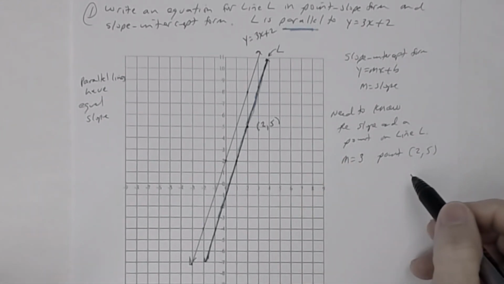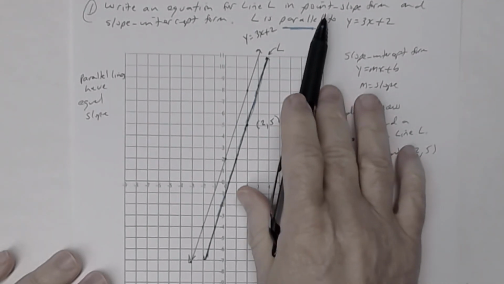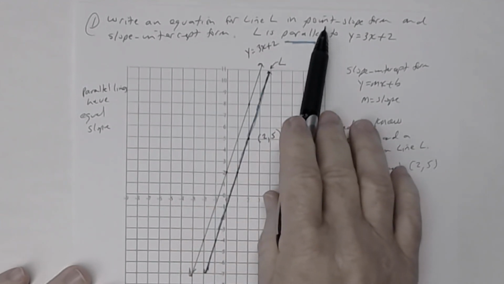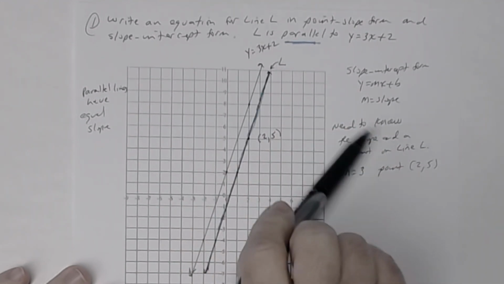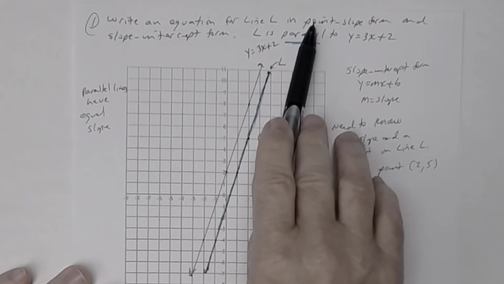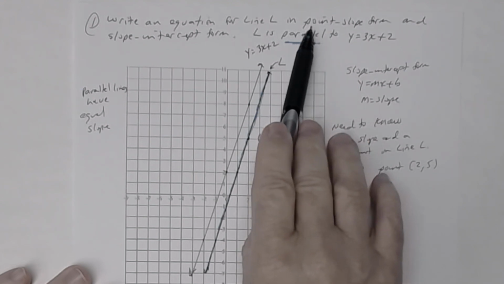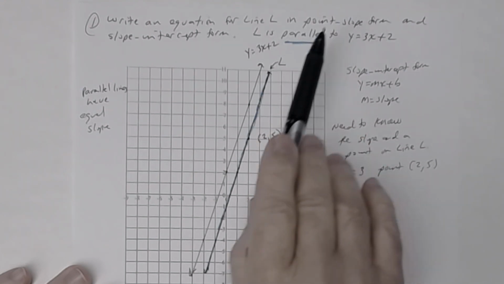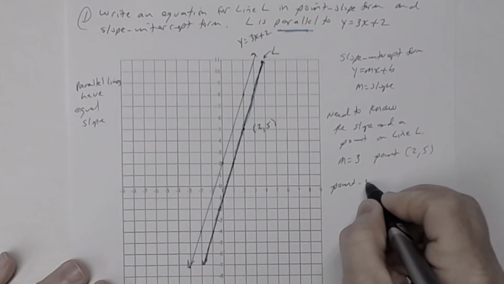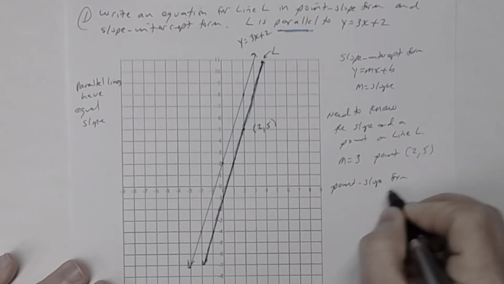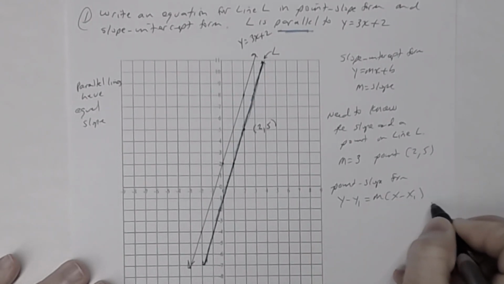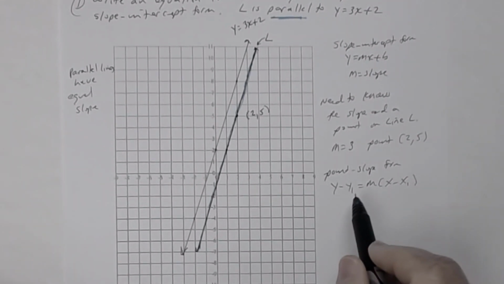Given that information, you can now write the equation of the line in point-slope form and slope-intercept form. Whenever you're given the slope and a point, always go first to point-slope form. That's why they call it point-slope: it's the form where you can easily denote the point and the slope. Point-slope form is y minus y1 equals the slope times x minus x1.